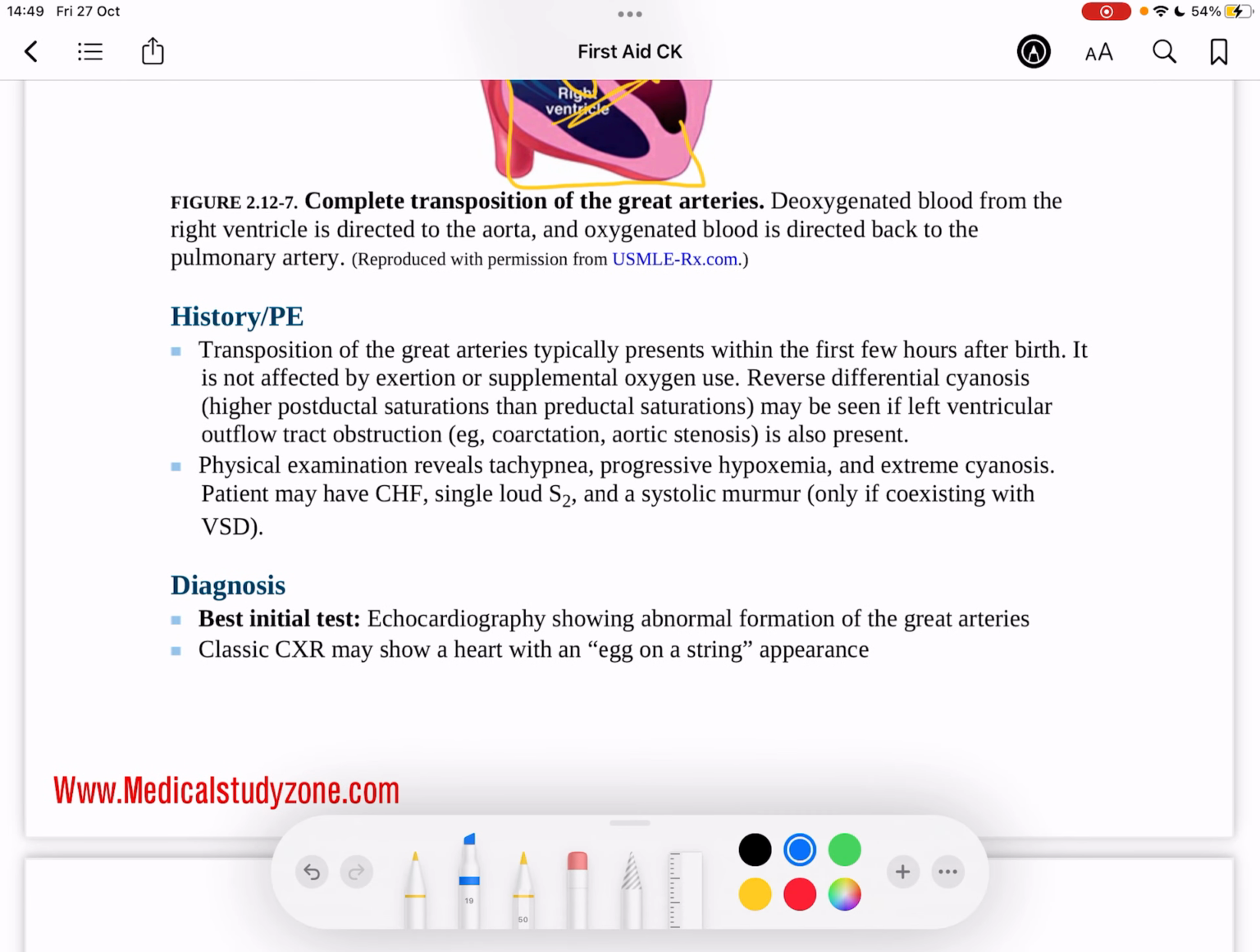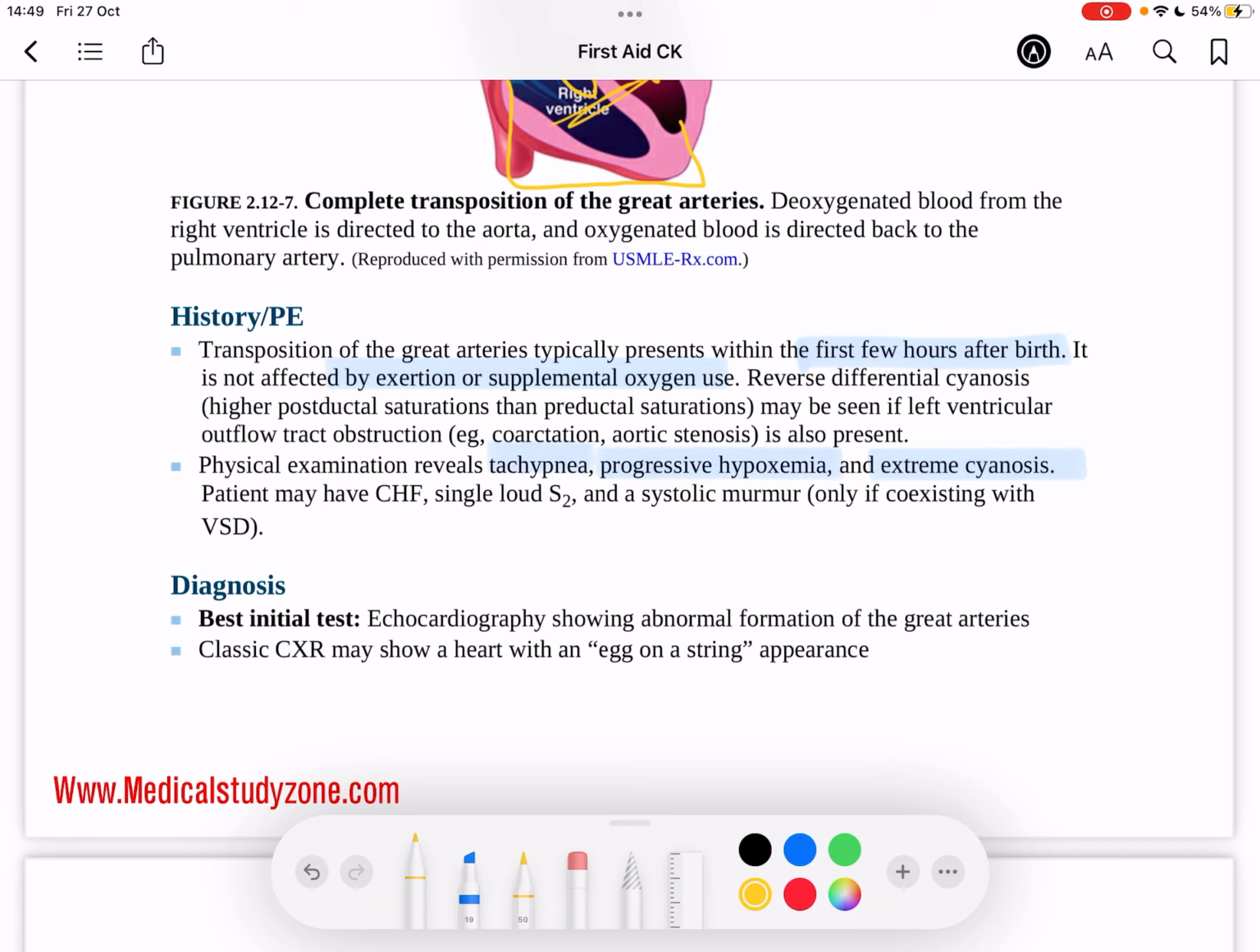So in terms of your history and physical exam, transposition of the great arteries typically presents within the first few hours of birth. Okay, so it's going to be occurring very early on, and it is not affected by exertion or supplemental oxygen use, as we mentioned. We can get reverse differential cyanosis, so higher postductal saturations than preductal saturations. May only be seen if left ventricular outflow tract obstruction is present, maybe an aortic stenosis or a coarctation. But the main things you want to be looking at on physical examination, you're going to be seeing extreme cyanosis, hypoxemia, and tachypnea.